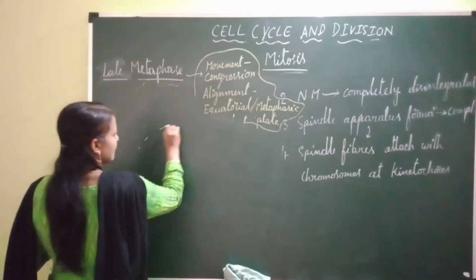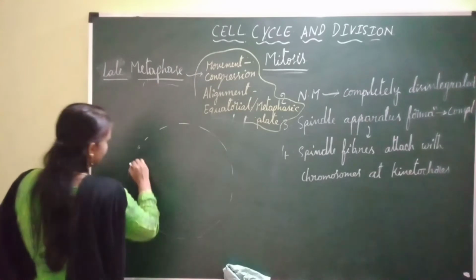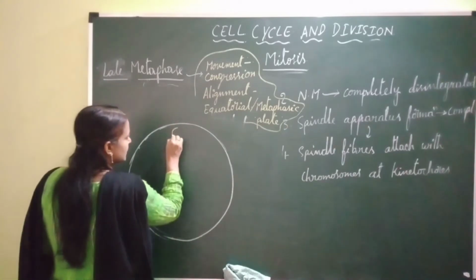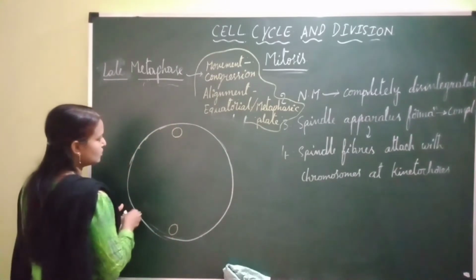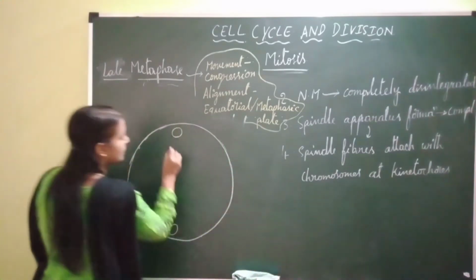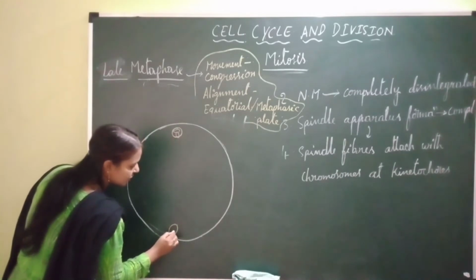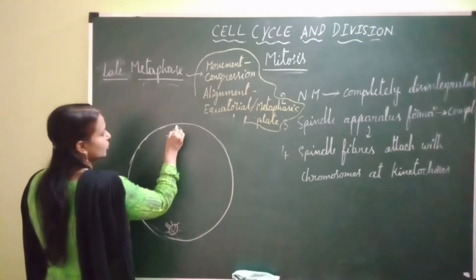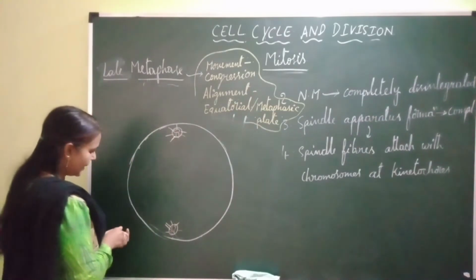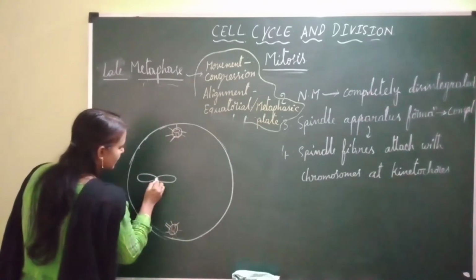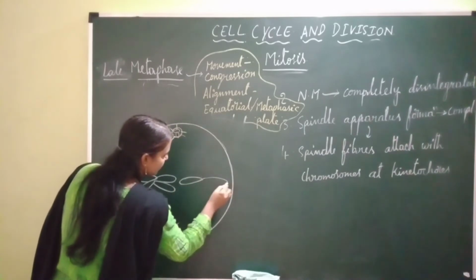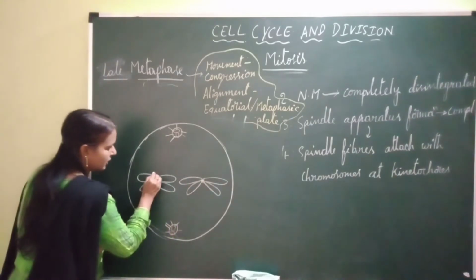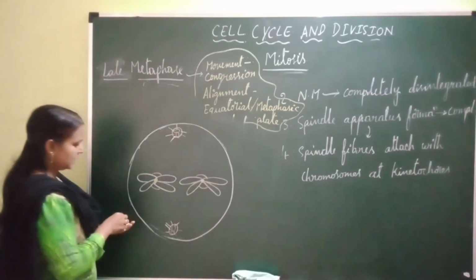So this is the animal cell membrane. And these are the centrosomes, and these are centrioles, which are arranged perpendicular to each other. These are astral rays, that is microtubule fibers. Then I am drawing only 2 chromosomes. These are the 2 chromosomes which are brought towards the center of the cell. So this is the centromere, then kinetochores. And these are the spindle fibers.